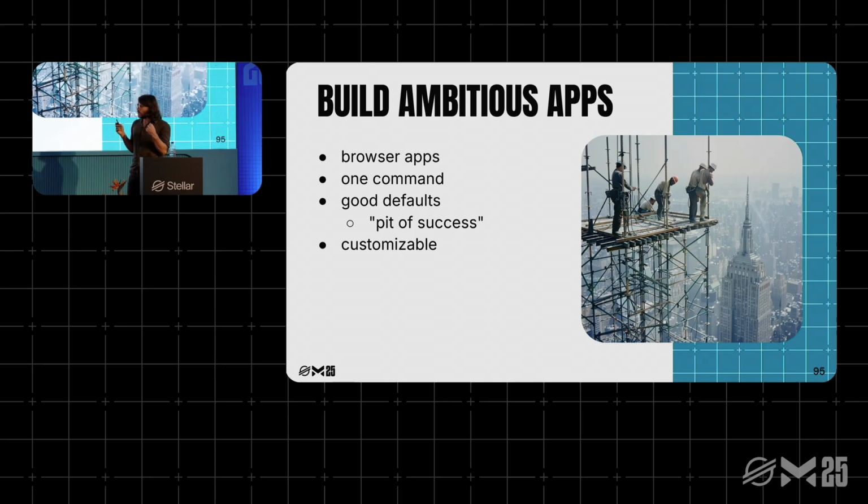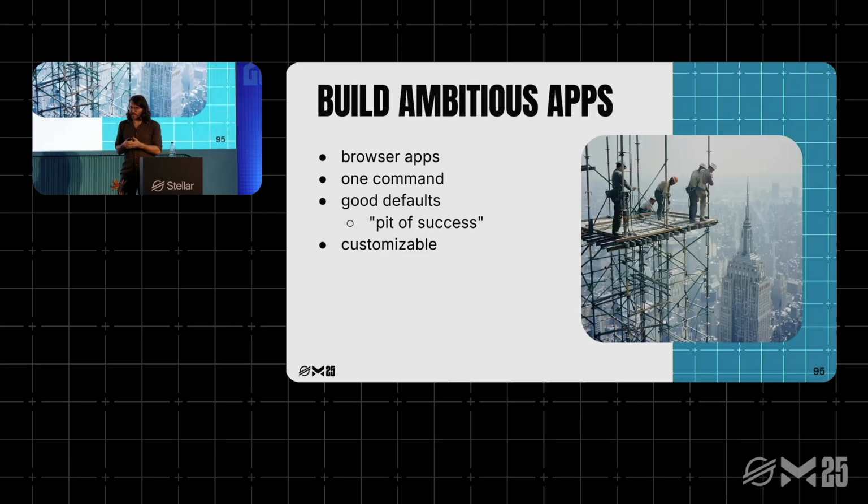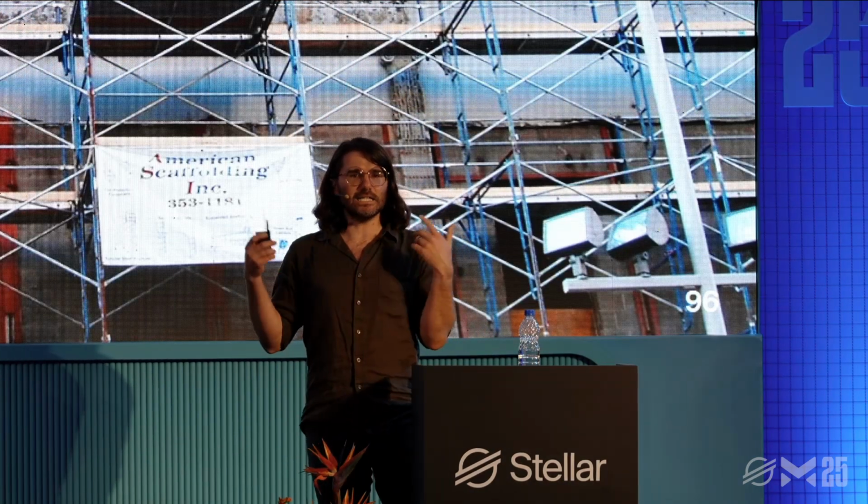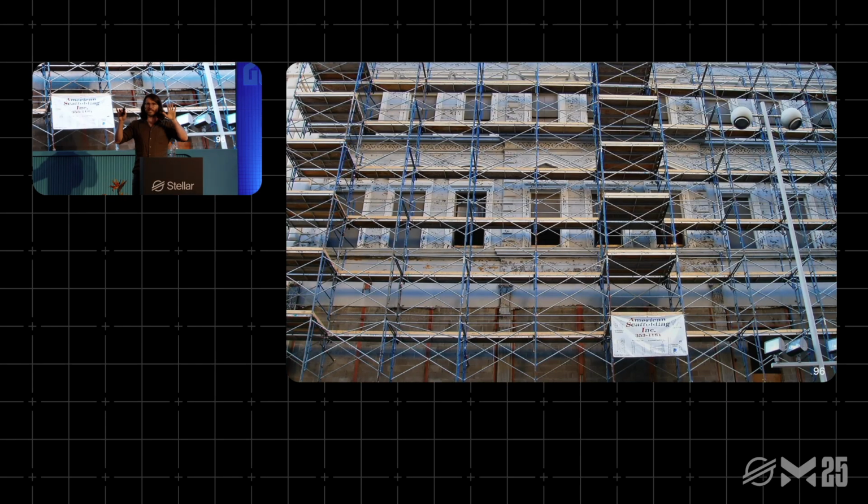And we want to accelerate, to build on the foundation that we laid in the CLI and in the JavaScript SDK and in Stellar's decision that was made to put the contract ABIs, the contract specs, right on chain. We want to foster an open ecosystem. Whose contracts? Your contracts. Whether you wrote the contracts or not, we want it to be easy to build on them. But before we move on, let's talk about this idea of scaffolding, and let's talk about the name.